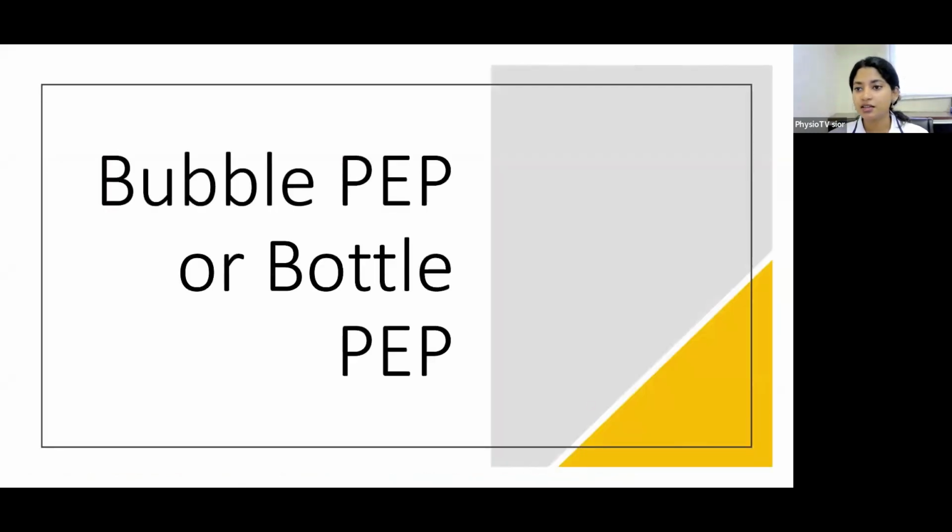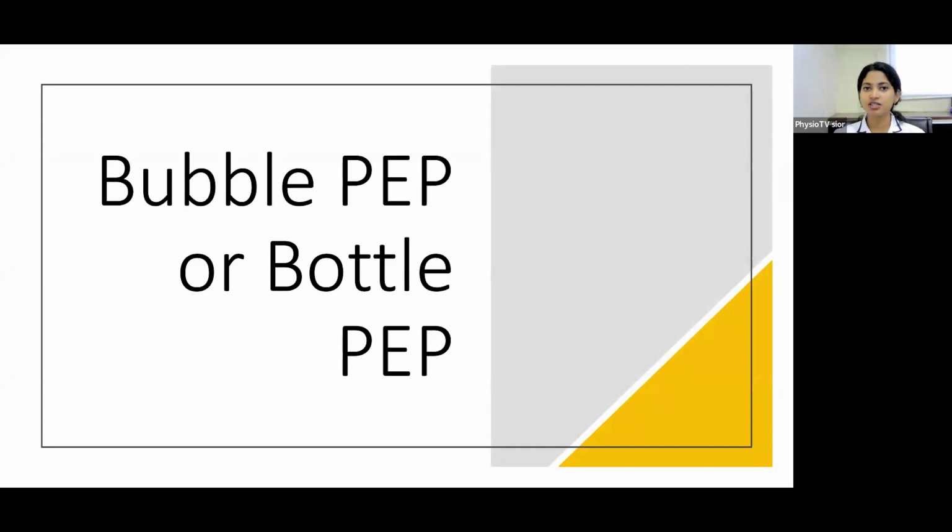So after that is done, always follow it up with an FET, that is huffing, and end it with a cough so that you are able to expectorate whatever secretions have come out. Okay. Finally is bubble PEP or bottle PEP.